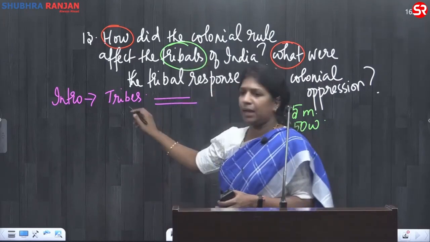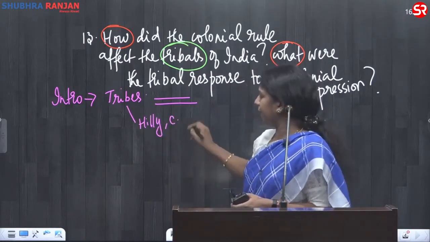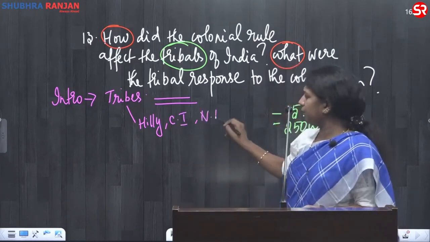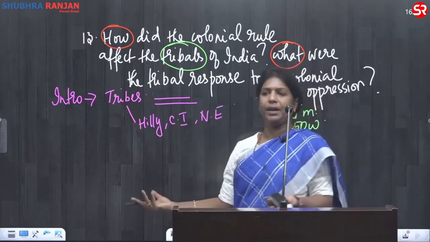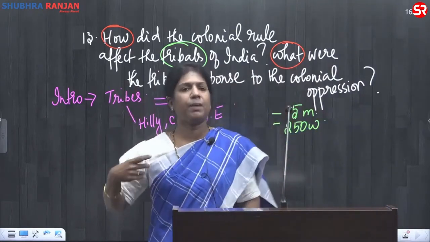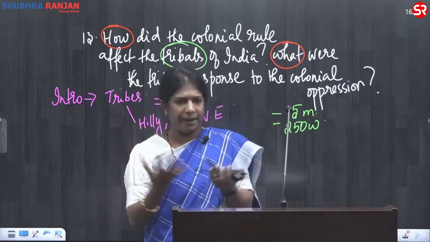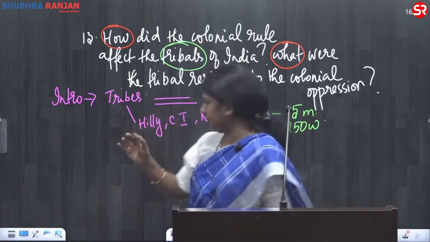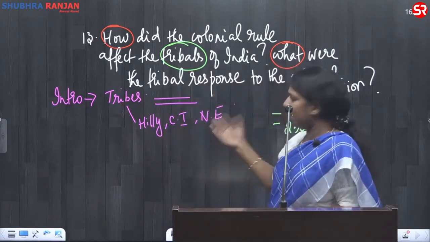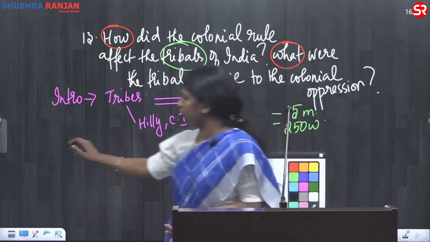And where do we find tribes? We find tribes in the hilly region, in the central Indian forest, and in the northeastern part of India. So you can just give a rough idea. Need not write about all of them. Of course, every part of India has an element of tribal presence, but we are consolidating it into 3 regions: the hilly region, the central Indian forest region and the northeastern region. So again, this is a small introduction of the tribe.